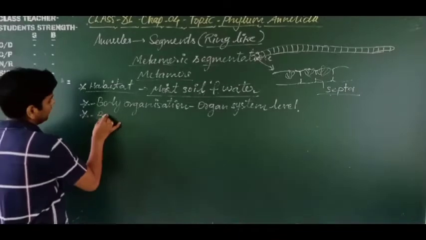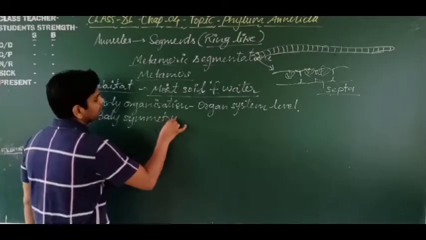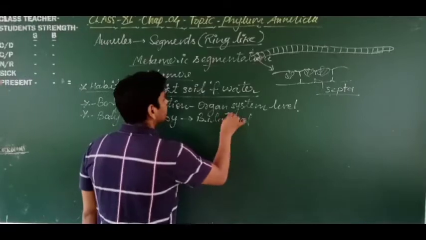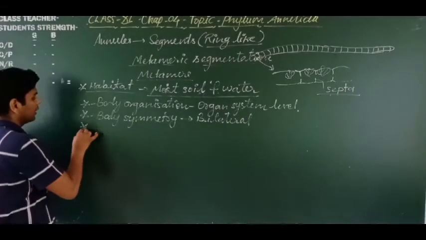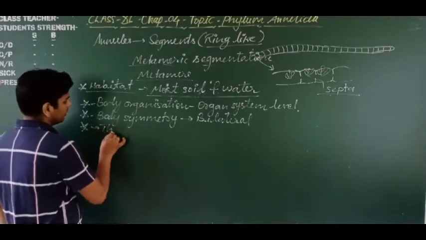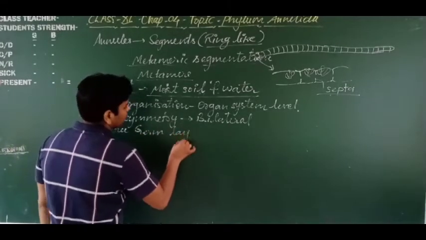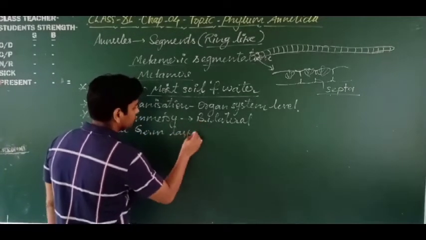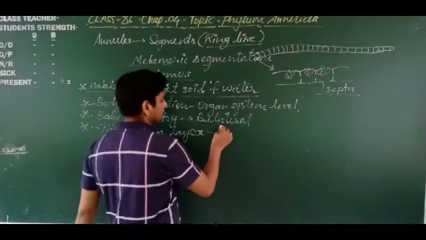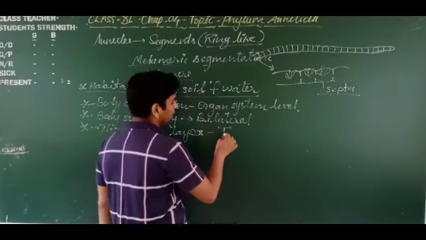Next one is body symmetry. Which type of body symmetry is present? Body symmetry is bilateral. Okay, so bilateral body symmetry. How many germ layers are present? You know, 3 germ layers are present. What are these 3 germ layers? Dear students, you must know the 3 germ layers: ectoderm, mesoderm and endoderm. So that is why the animals of this phylum are triploblastic.